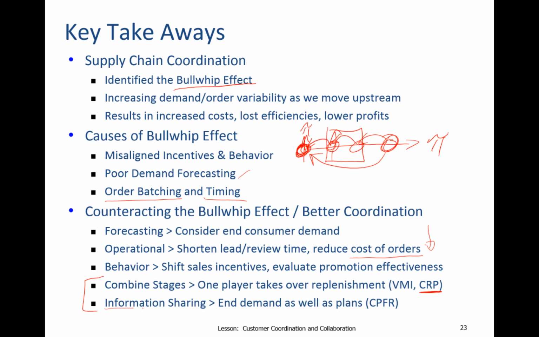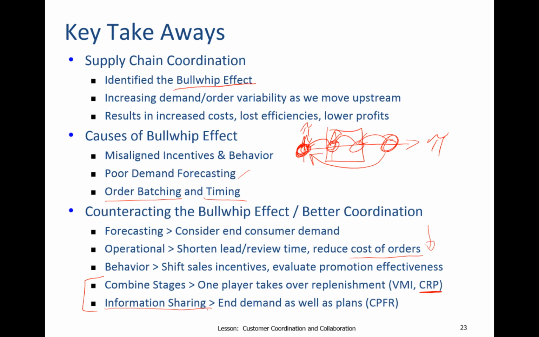The last one is all about information sharing. And so not just giving the end demand information, but also the plans, the promotions, kind of more foresight. And this is what's known as collaborative planning, forecasting, and replenishment. And CPFR has been around for about 20 years now. And it really is a pioneering effort that was brought about by Walmart and a company called Warner Lambert, which makes Listerine. And so the way I like to think about it is sales and operations planning for two companies, because it really comes down to sharing information.